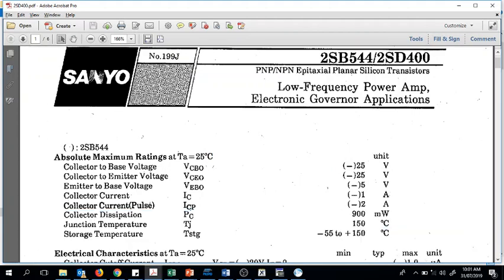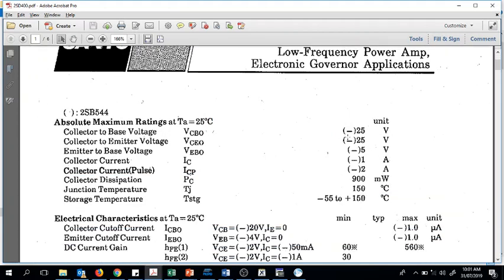D400, that has again 25 volts as the collector base and collector emitter voltages, reverse bias voltages, and then it can carry 1 ampere of current. Pulse current is 2 amperes, so much larger compared to the previous one.